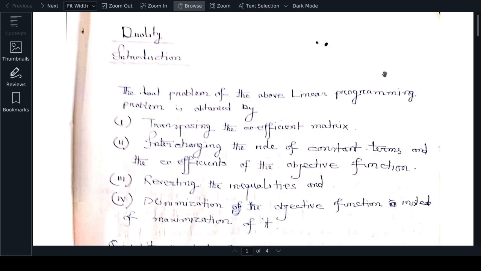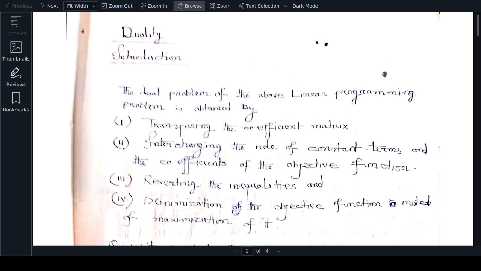You see the problem: 2 3. The first row is 2 3 1 1. So transposing the coefficient matrix, when we write it into the dual, 2 3 will be the first column and 1 1 will be the second column. Then the variables will automatically change: x1 and x2 will be w1 and w2. Okay, next point number 3, reverting the inequalities. In the given problem this is the greater than or equal to symbol, so in the dual, when we write, it is the less than or equal to symbol.